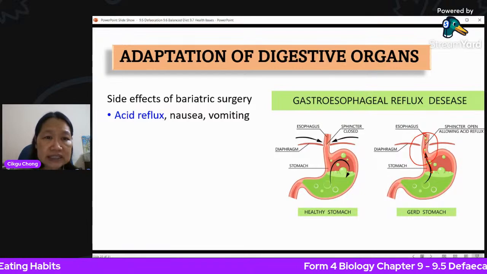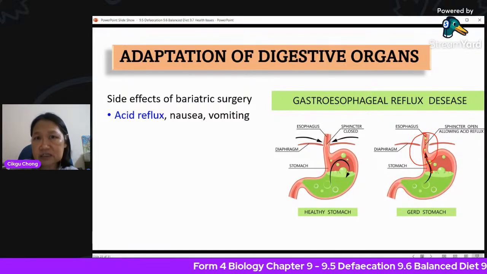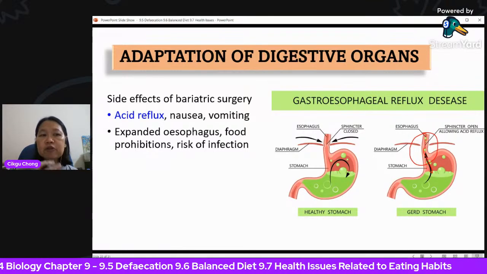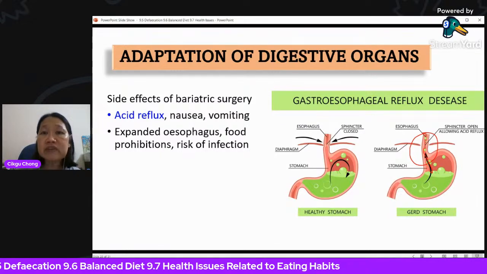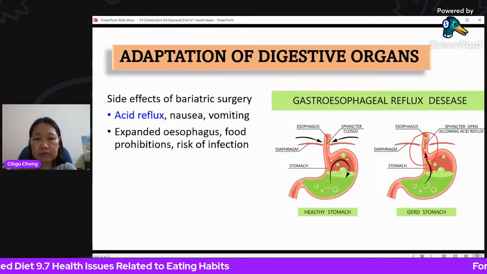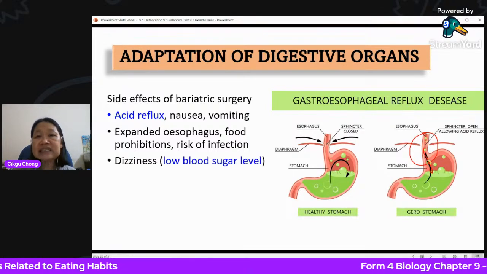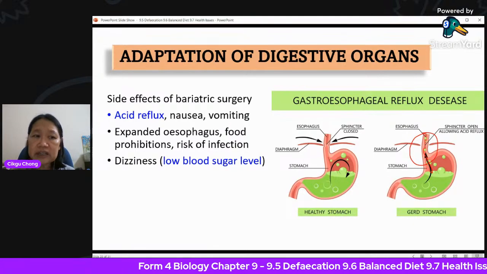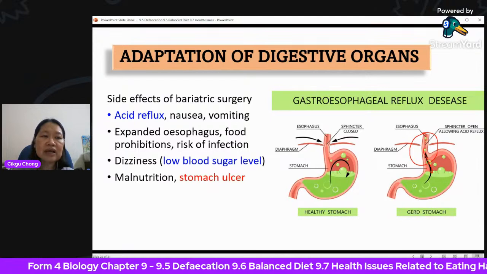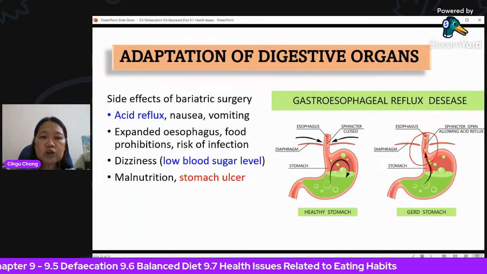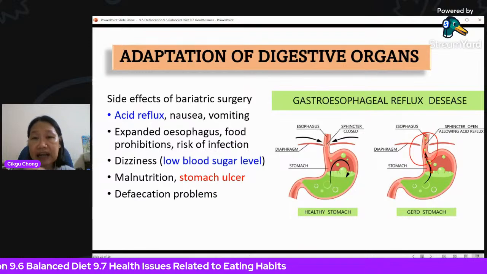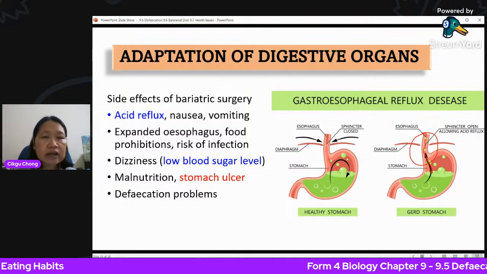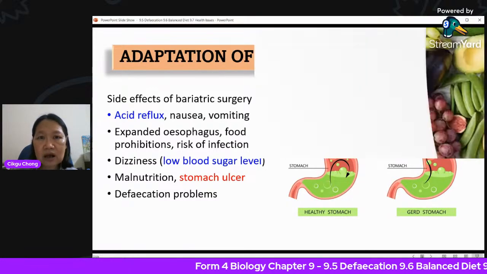You may also experience nausea and vomiting. These are the side effects of this procedure. Your esophagus becomes expanded. There are food prohibitions, certain foods you cannot eat. There is a risk of infection because it's open surgery, you have to open up your stomach. You may feel dizzy, sometimes with low blood sugar level, because you don't eat enough and there's not enough sugar in your blood. Then you have malnutrition because you eat so little. You may even have a stomach ulcer because the lining is not protected with mucus. You have defecation problems. So that's why I say try not to go through this unless you have no choice.